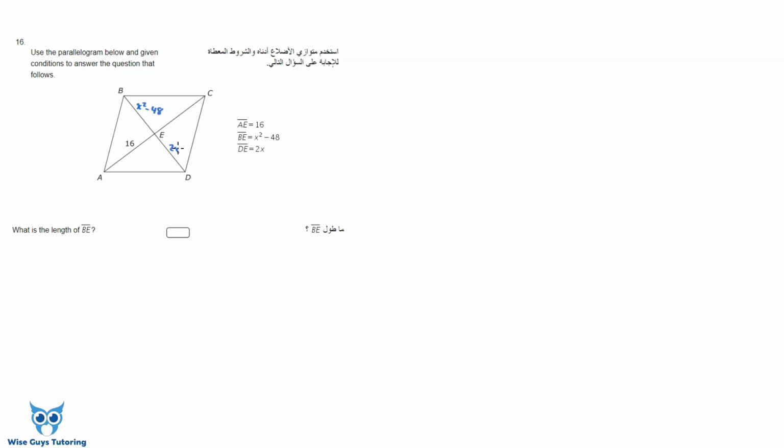So DE is 2x. Here's the property that you need to know in a parallelogram. When the diagonals intersect like this, they bisect each other. What that means is that the length of BE is going to be exactly equal to the length of DE. So these two are going to be congruent, and these two will be as well. So AE and CE will also be the same measure. So I could write that down. AE is equal to CE. They're both going to be equal to 16.